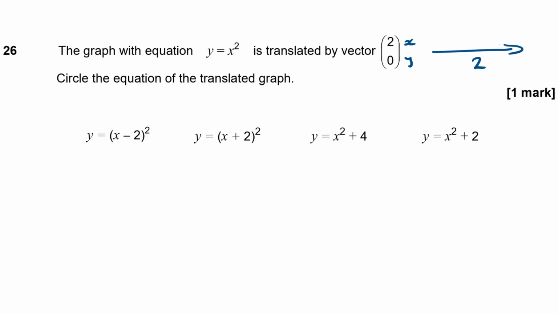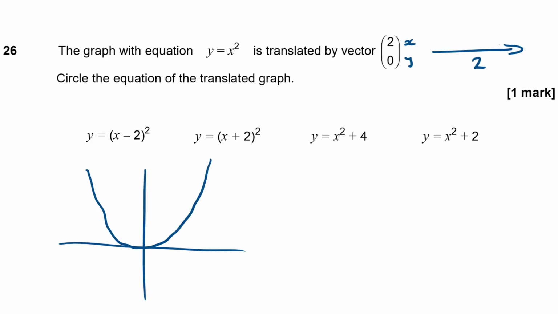So we're taking our graph of y equals x squared, which is our standard parabola, and we're shifting it 2 points to the right. So this point here will now be 2 units that way. It looks the same, just shifted along a bit like that. That's hopelessly drawn, but anyway. So it is a translation of 2 units in the direction of x.